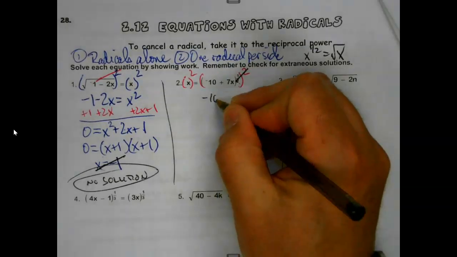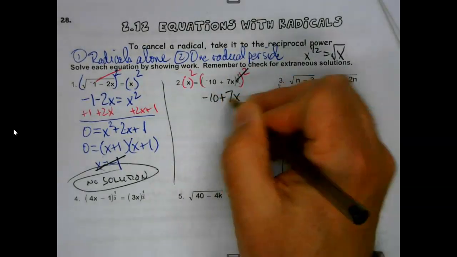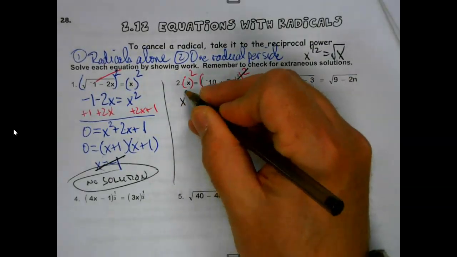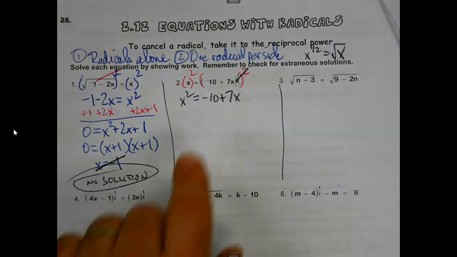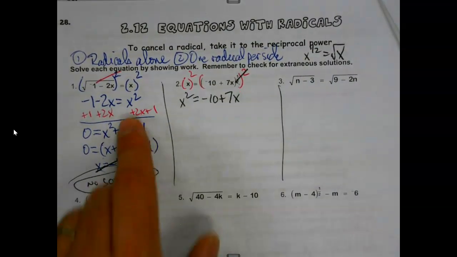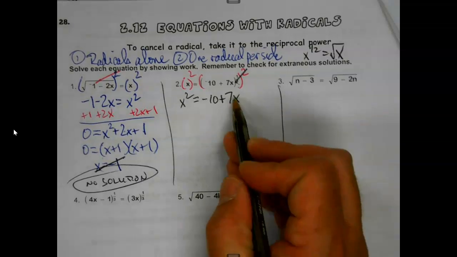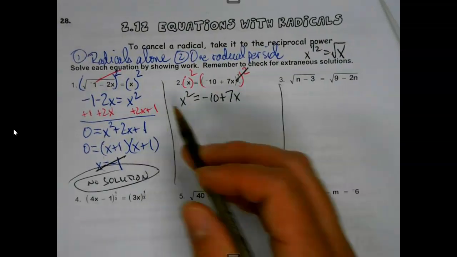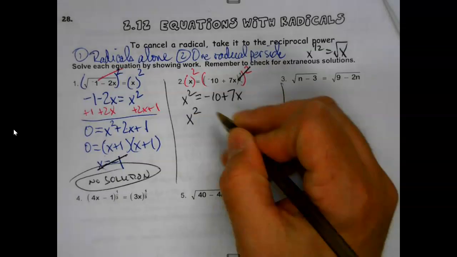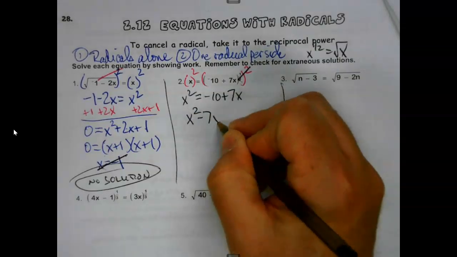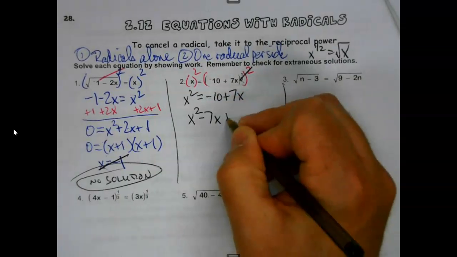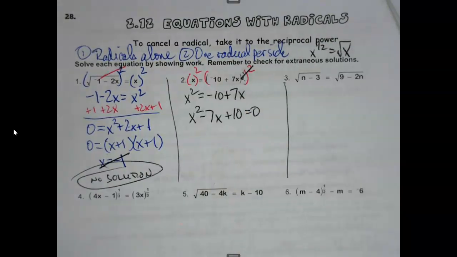Just leave me with the stuff underneath. Don't square that stuff. It's not where we want to be. And I'm going to play this game exactly the same way. This stuff all goes to the x squared side when I'm doing this. So minus the 7x, add the 10 over, because we're going to the other side.